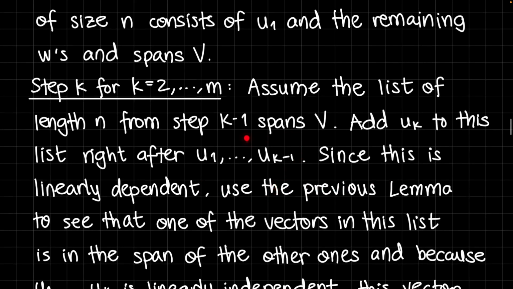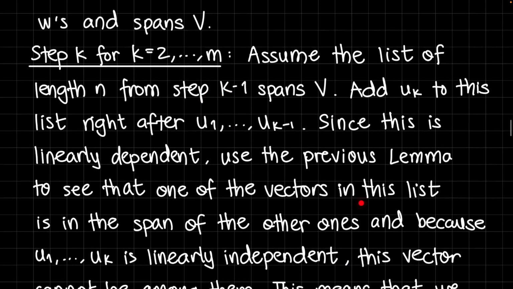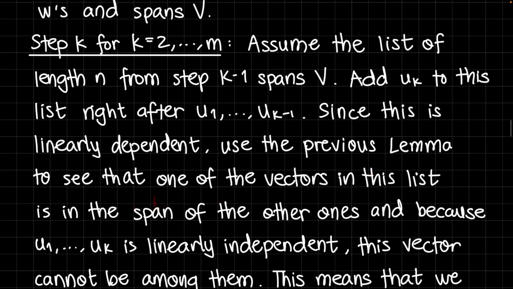Since this is linearly dependent, because this k minus 1 list that you have is still a spanning list, the uk belongs to the span of the step k minus 1 list. So this is a linearly dependent list. Use the previous lemma again to see that one of the vectors in this list is in the span of the vectors before it. That's what the lemma said.